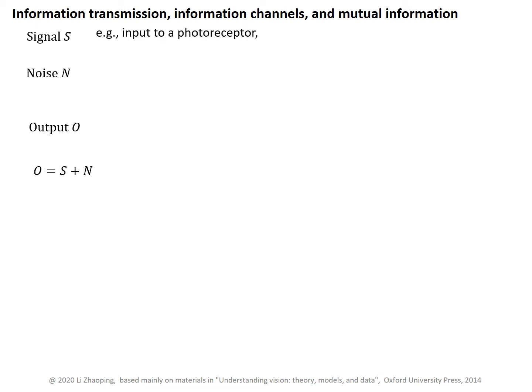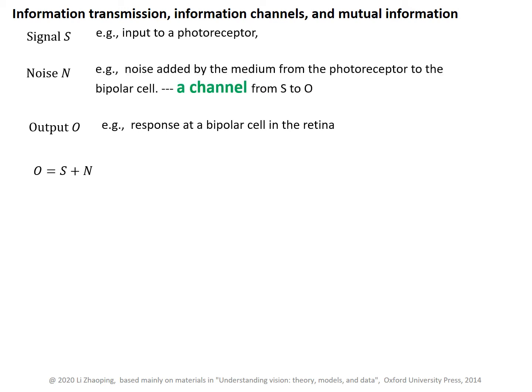The signal, for instance, may be input to a photoreceptor, and the output, for example, may be the response at a bipolar cell in the retina. The noise is added by the medium from the photoreceptor to the bipolar cell, and this medium is the channel from signal S to the output O.